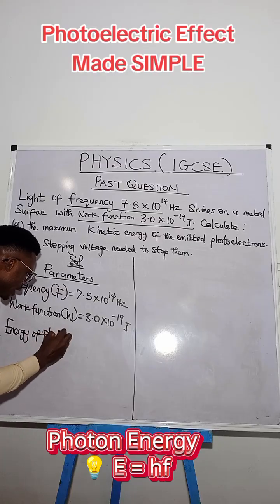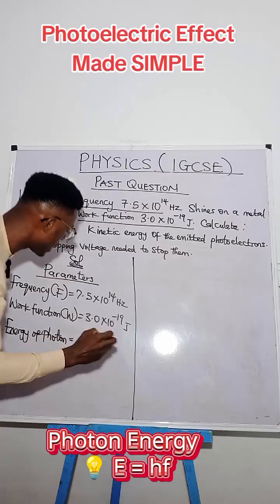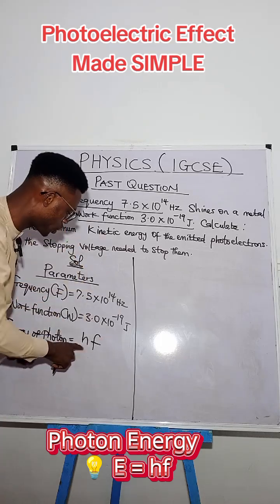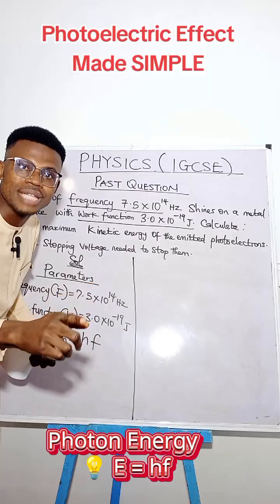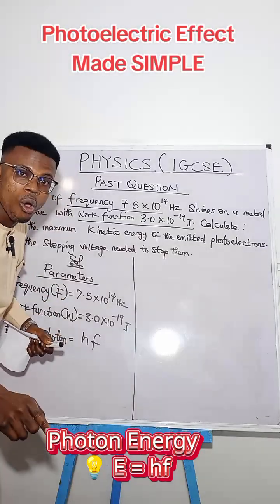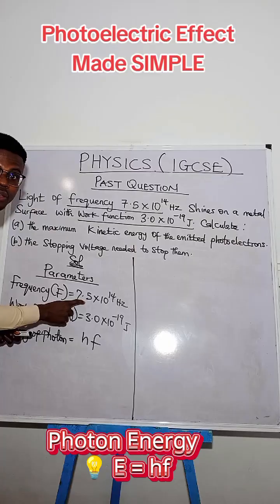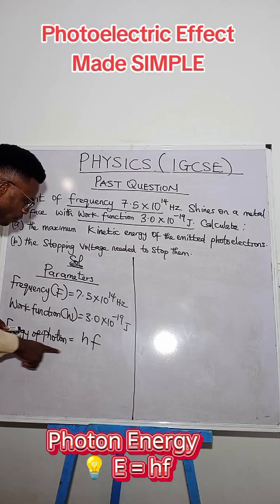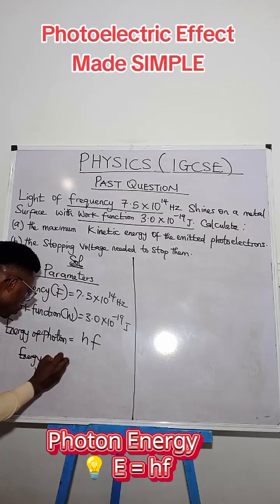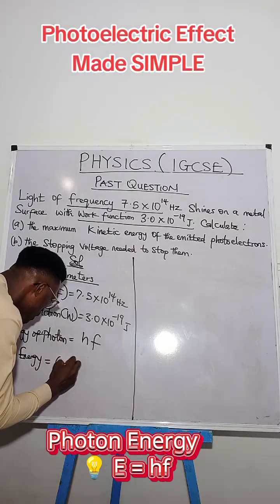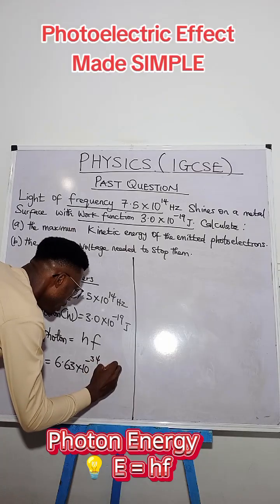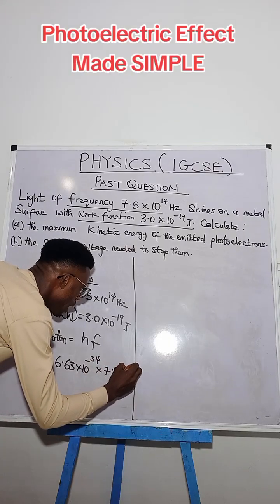In physics, the energy of the photon is calculated as H times F. What do we mean by H? H is simply a constant known as Planck's constant, and it is equal to 6.63 times 10 to the power minus 34. F is your frequency, already given in the question. So that means we can calculate the energy of the photon. Energy is equal to Planck's constant, 6.63 times 10 to the power minus 34, times frequency, 7.5 times 10 raised to the power 14.